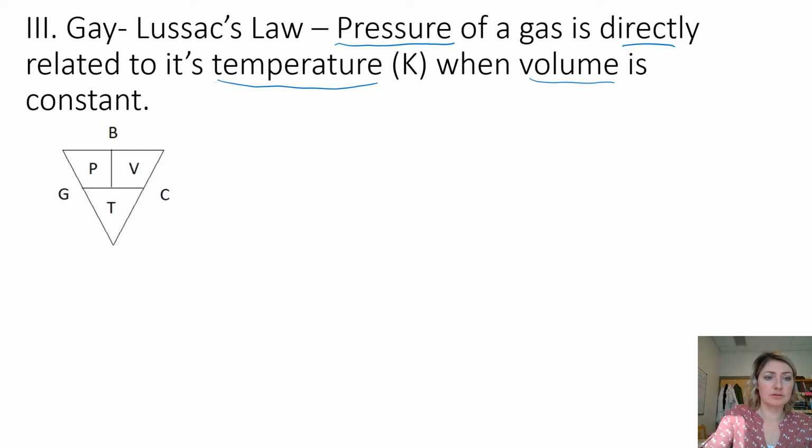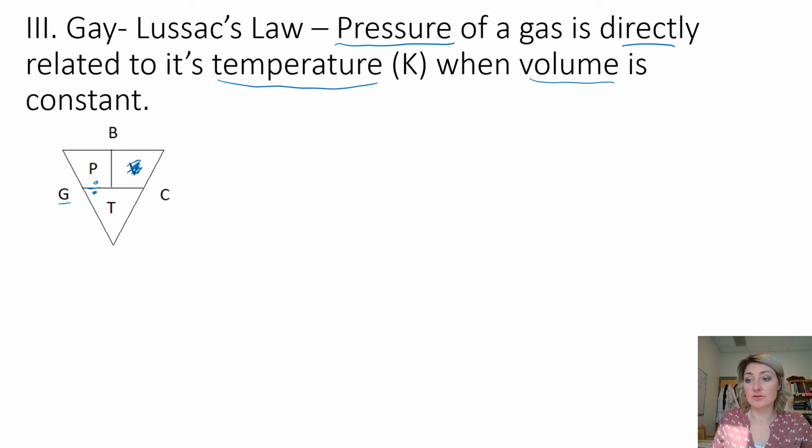So using our little magical, I'm calling it a magic triangle. It's done. It's sold. It's marketed. Using our magic triangle, we are going to hold volume constant. So I'm going to hold my thumb over that, pretend that side's not there. And this is Gay-Lussac's equation. It's pressure divided by temperature.